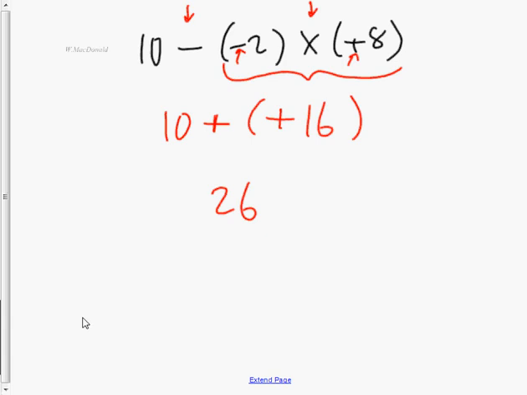Now, since the game is what would Mac write, just for the record, I would probably not use a positive symbol because it's not necessary. It's superfluous. I would just use 26. Okay, next question.